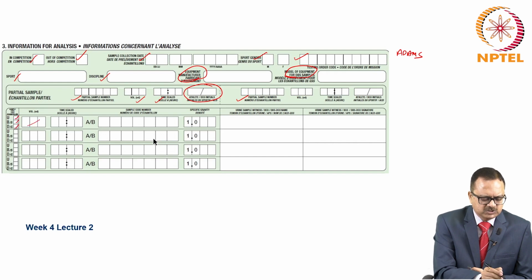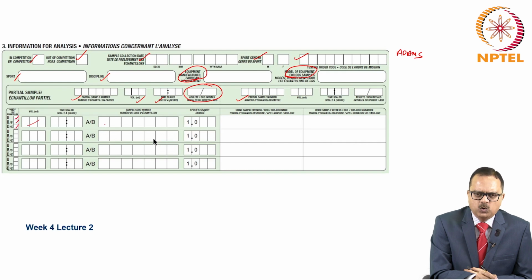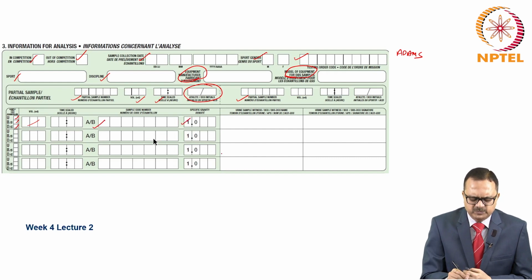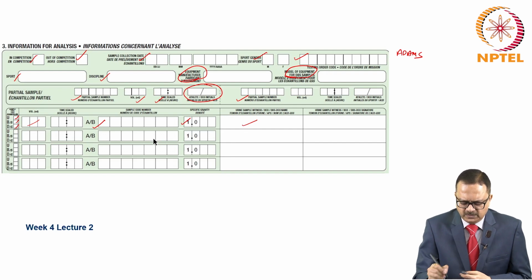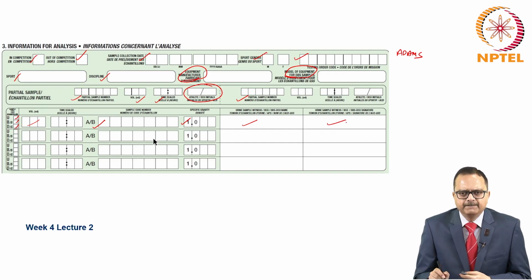volume in ml has to be entered. Time of sealing of the sample has to be entered. The code which is present on the bottle and the outside of the kit is to be entered here, and the specific gravity reading is to be entered here. Whoever has witnessed the urine sample collection, that is the DCO or the chaperone, will sign here. If there are multiple samples, then the other signature will be taken here.